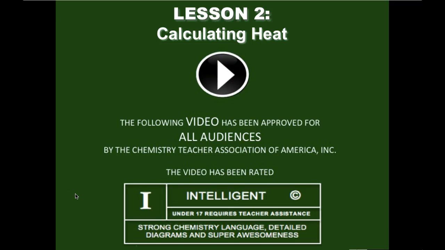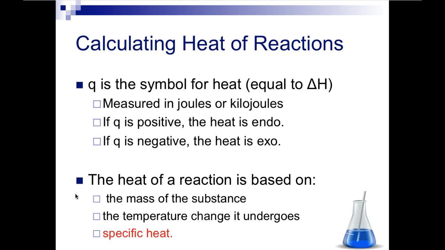All right, guys, let's talk about lesson 2, which is calculating heat. So, calculating heats of reaction. Q is a symbol that we use for heat, and that is going to be equal to our delta H value. It's either going to be measured in joules or kilojoules.